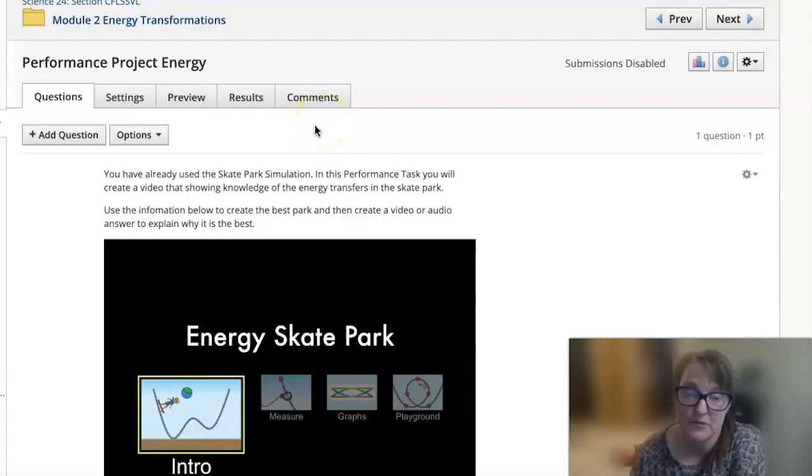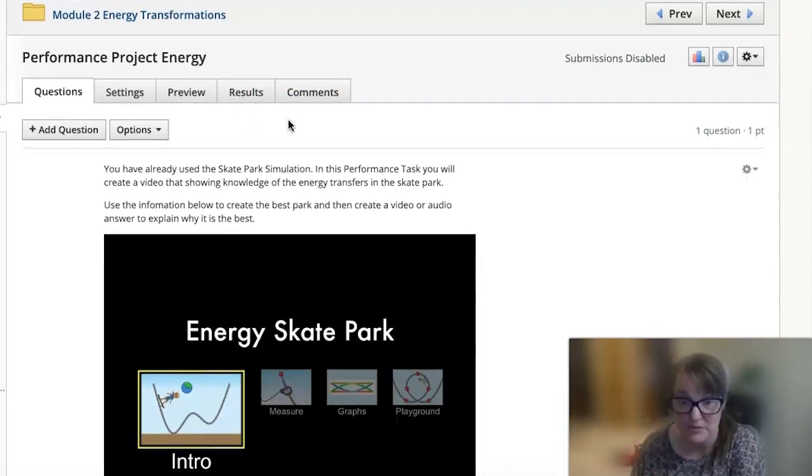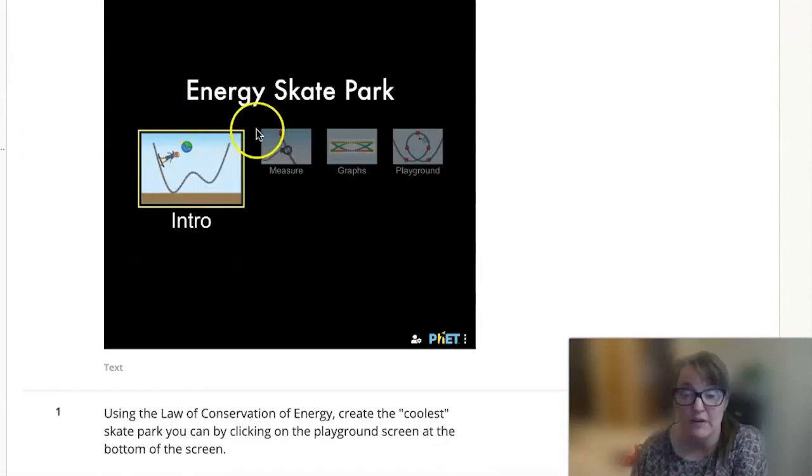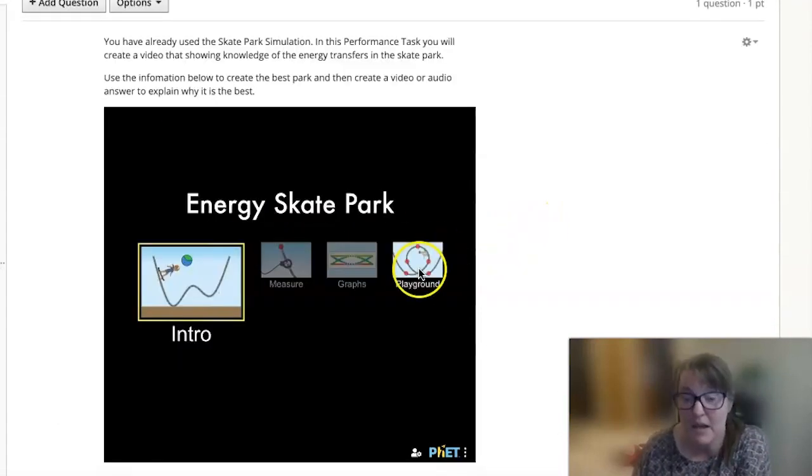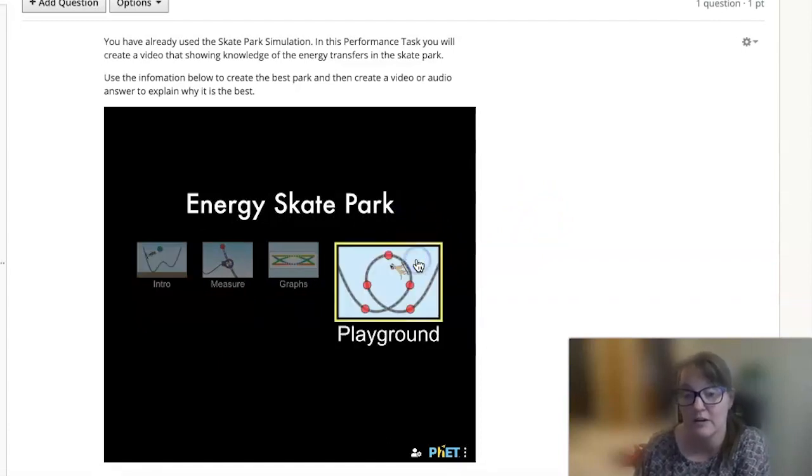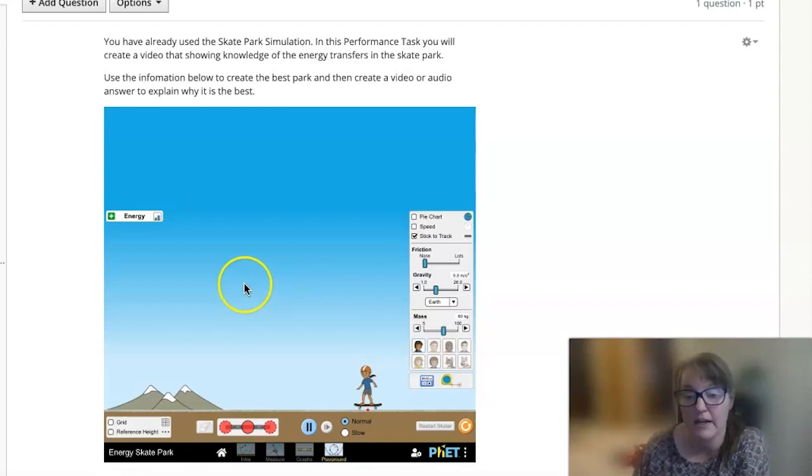Okay, Science 24s, we are on to the second unit already, and we are looking at the performance project for this unit. The performance project on this unit is going to use a simulation that you have already used. So here we have our Energy Skate Park. And in this section, we are going to use the playground. So we are going to click onto the playground here and enter in.